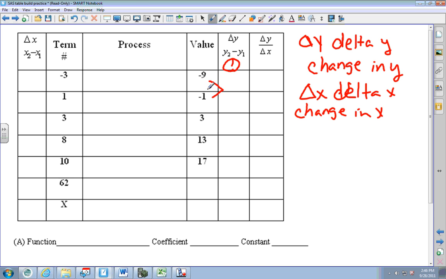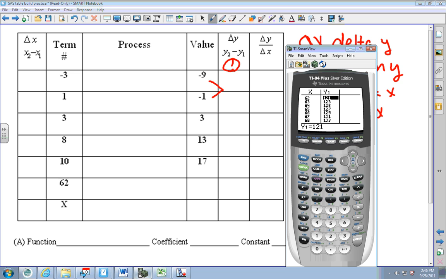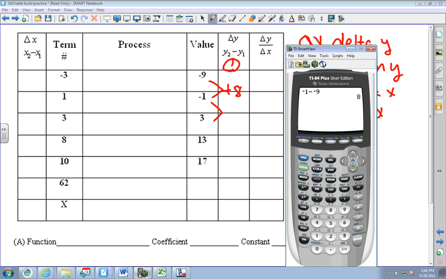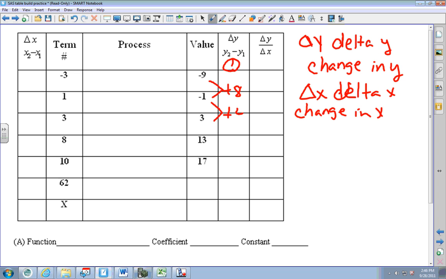So the first thing you'll do is try to find your change in y right here. If you don't know how you get from -9 to -1, you can go to your calculator home screen. You can always take the bottom number, -1, minus the top number, which is -9, and press enter. That gives you +8, so there's my change, +8. Now, how do you get from -1 to 3? I put in the bottom number, 3, minus the number above it, -1, press enter, and that's +4.